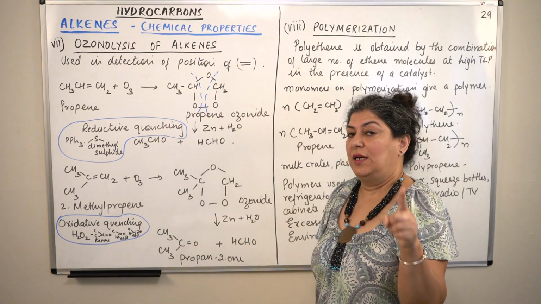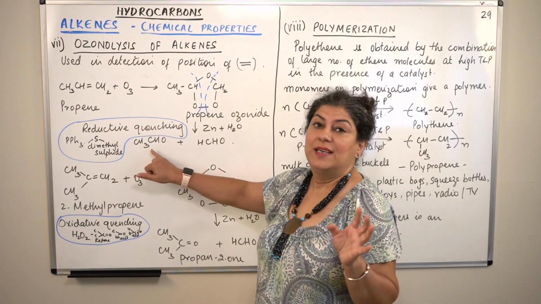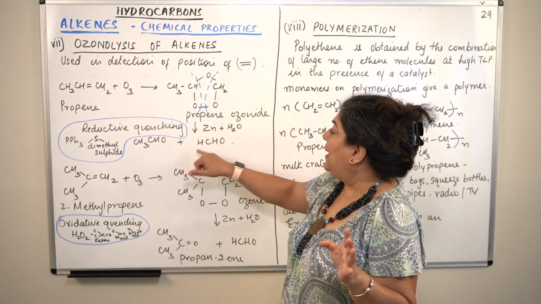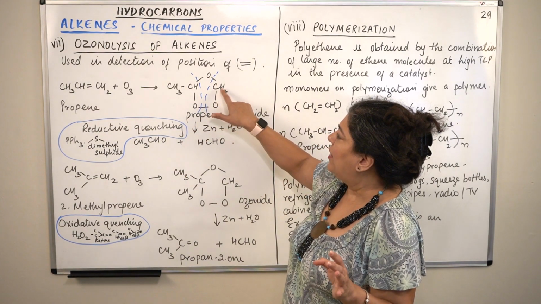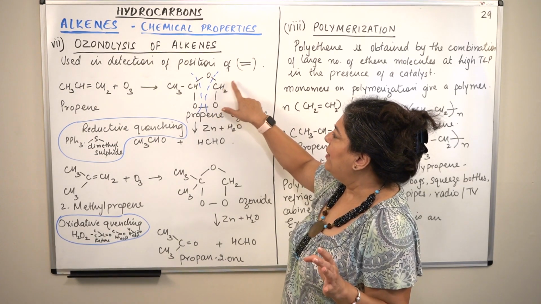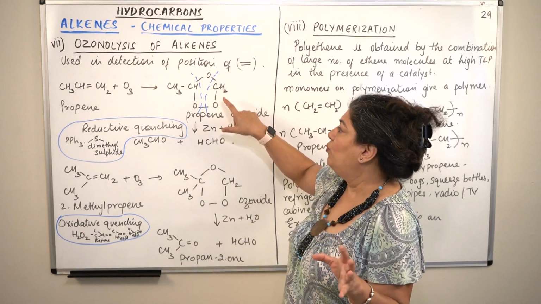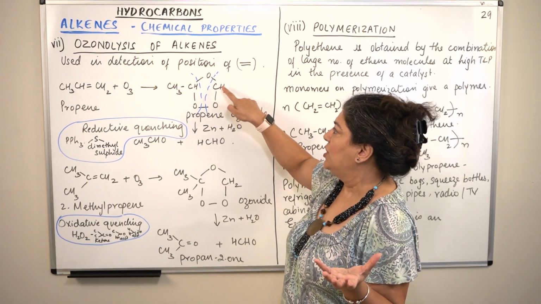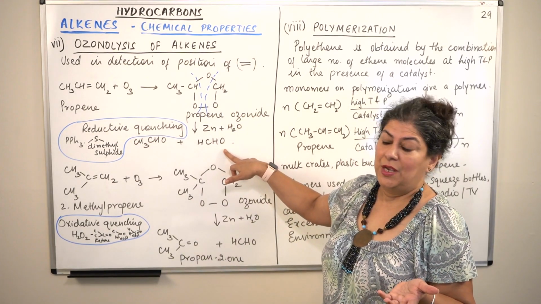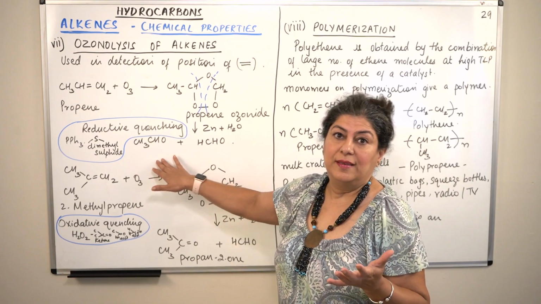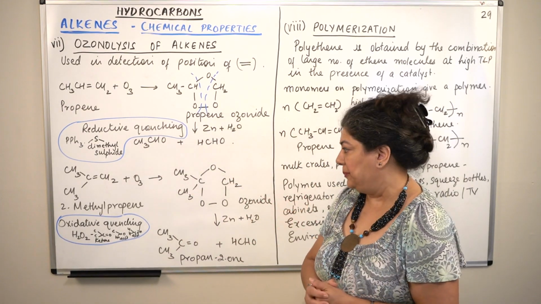CHO is what functional group? It is an aldehyde, right? So you get ethanol, and on this side you had carbon with two hydrogens, so the two hydrogens remain as such. This carbon forms a double bond with this oxygen. So what is the product that you get? You get HCHO. And what is HCHO? It is methanol. So you get methanol and ethanol as the two products that you obtain on ozonolysis of propene.